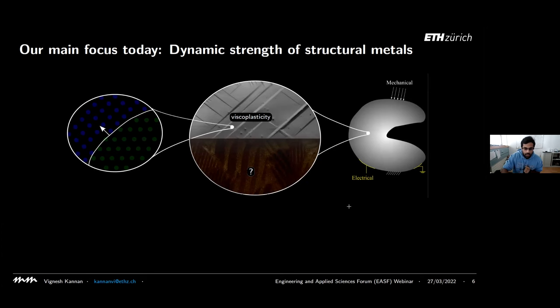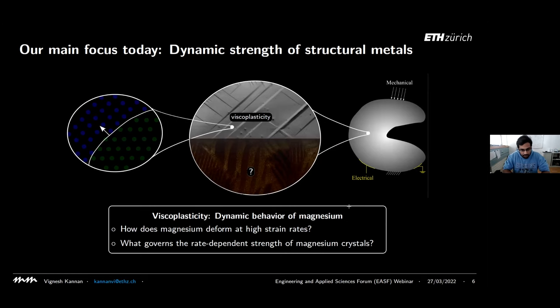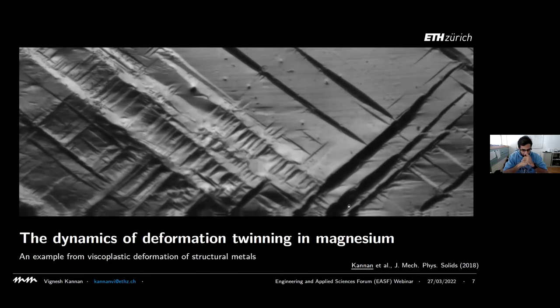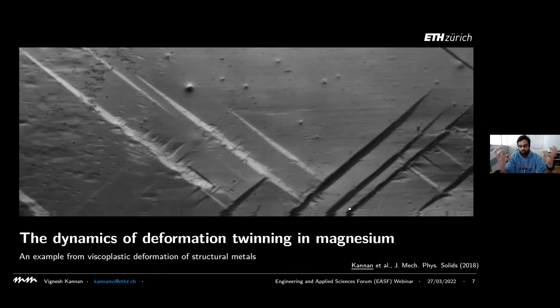The first problem is going to be from the area of viscoplasticity. We're going to be talking about the dynamic behavior of magnesium. We'll be talking about magnesium single crystals and what happens when you deform them dynamically, right? So this is an example data set that we'll be talking about in a lot more detail. The width of the sample here that you see in this image is of the order of 3 millimeter. And within a span of a few tens of microseconds, you see a huge distribution of these heterogeneous mechanisms that kick in. And we'll be talking about this in a little more detail now.